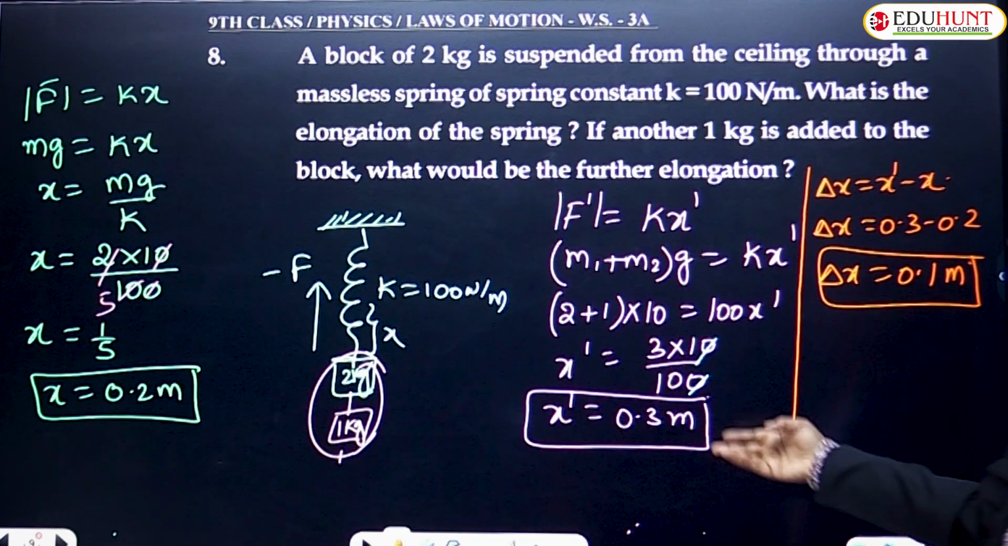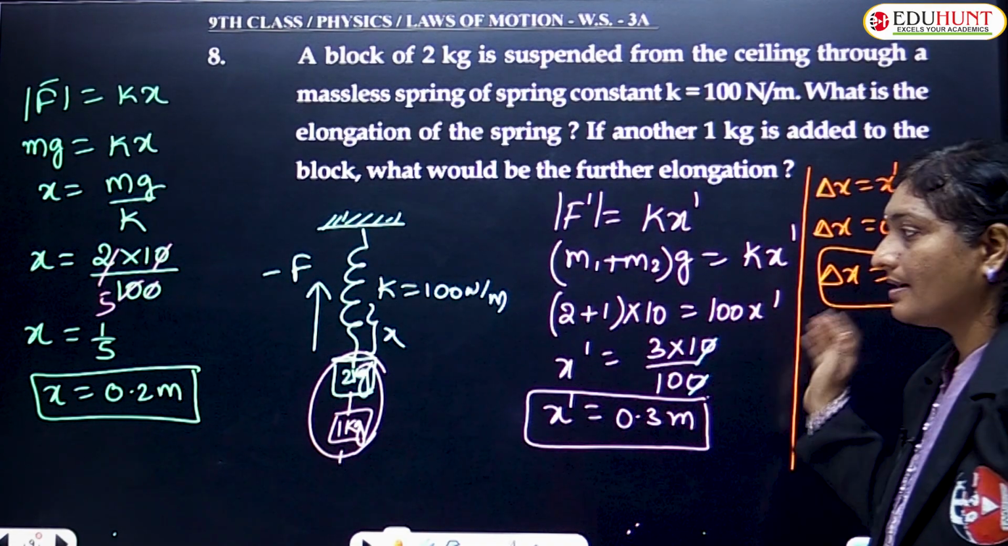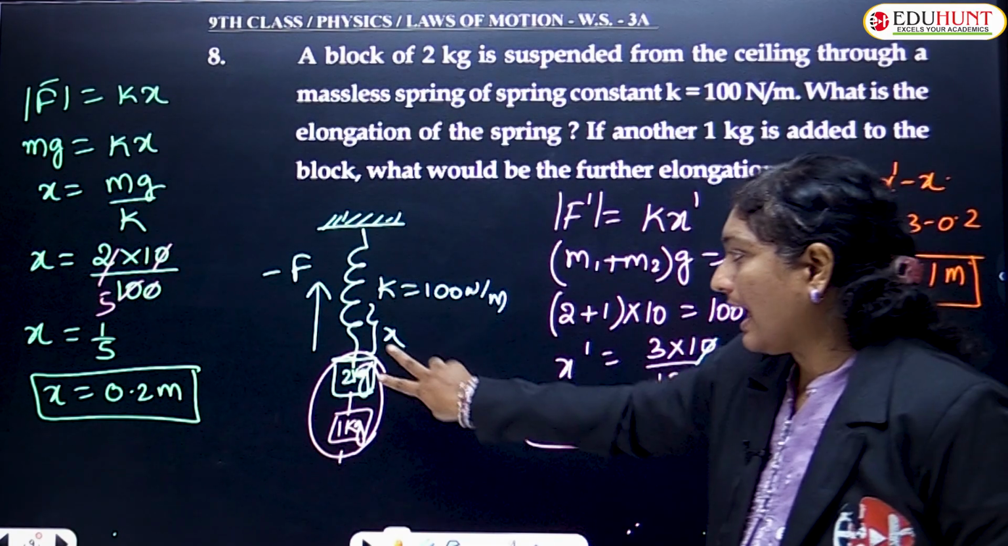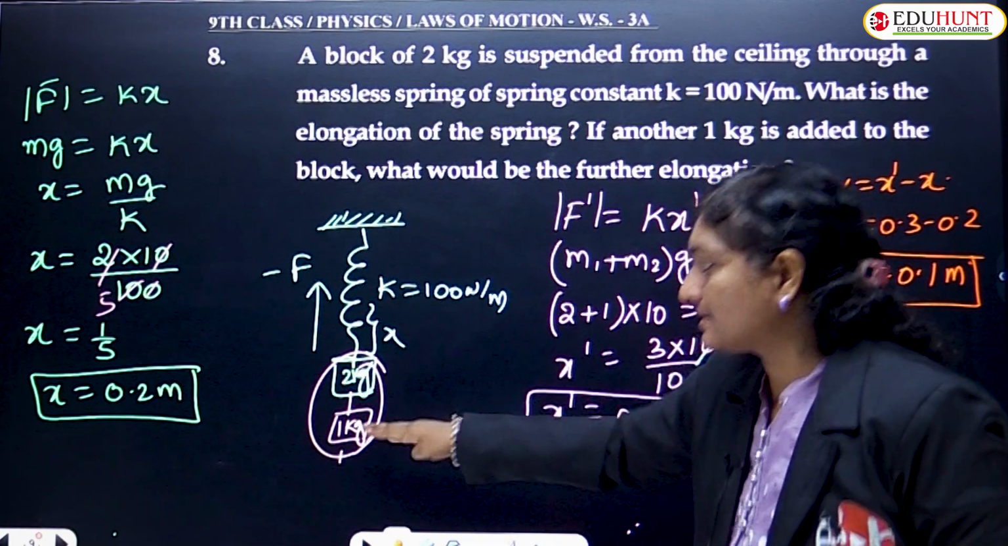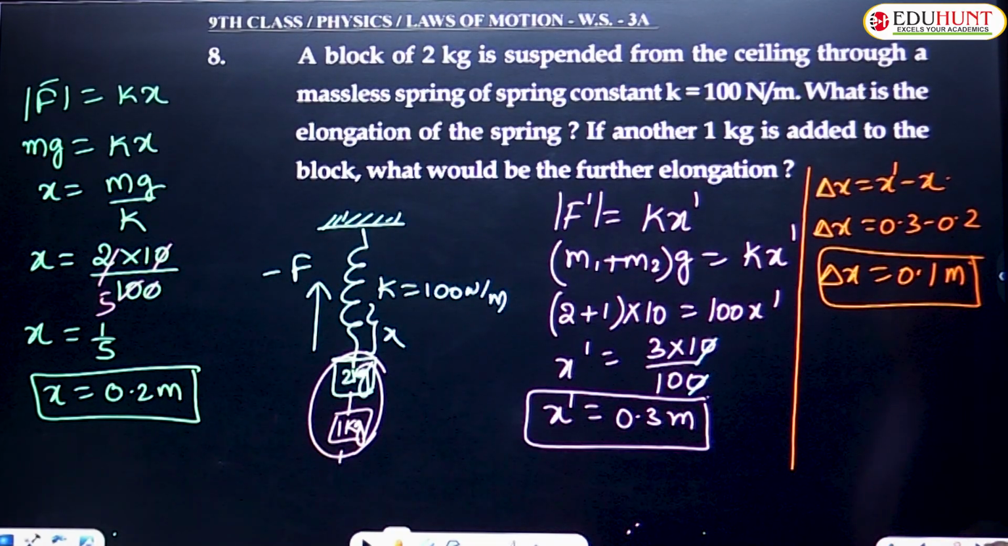You people may get confused and stop your answer here at 0.3. No, you are asked to find out the extra elongation. Earlier some elongation was there, so how much extra elongation is being created in the spring? This is 0.1 meters.